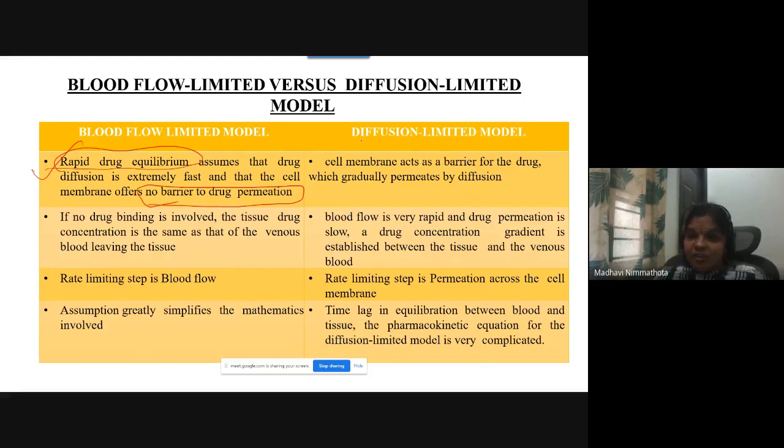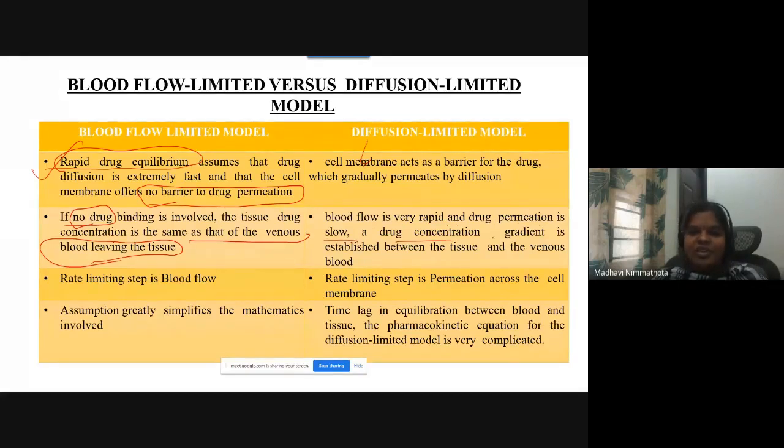In the case of the diffusion model, the cell membrane acts as a barrier. So through the cell membrane, your drugs will get diffused. Once you remember that cell membrane structure, it is easy to understand the concept. And in the blood flow limited model, if no drug binding is involved, the tissue concentration is the same as that of venous blood. That is the living tissue. Blood flow is very rapid and drug permeation is slow.